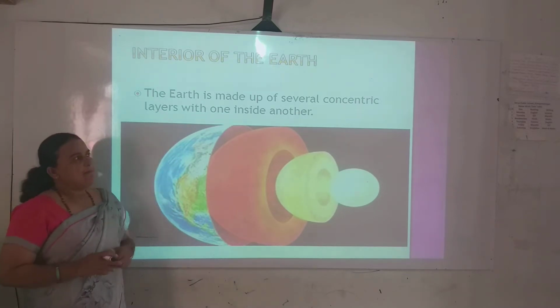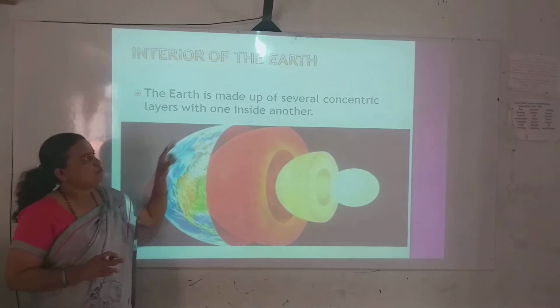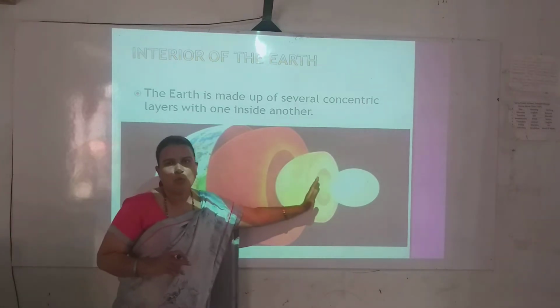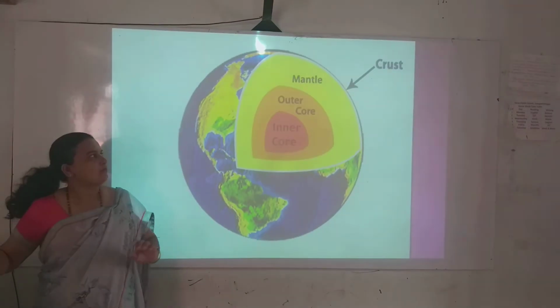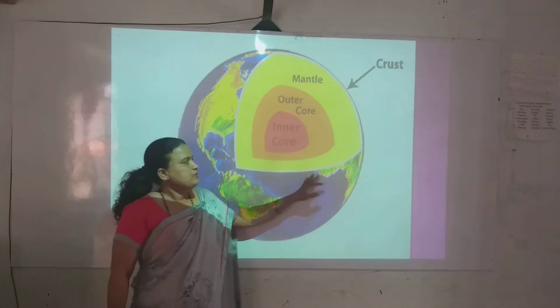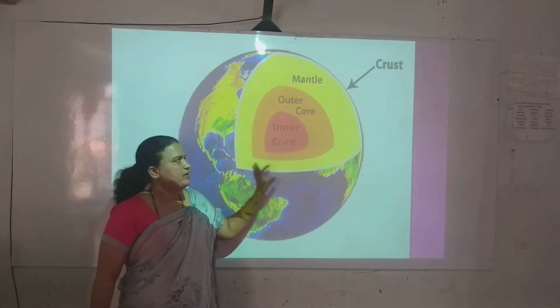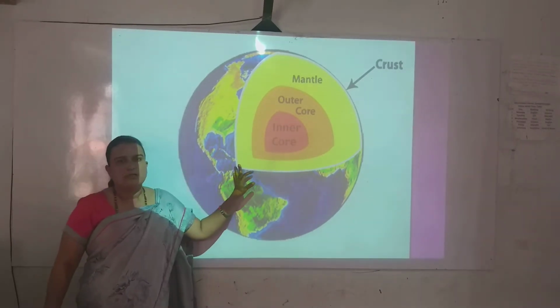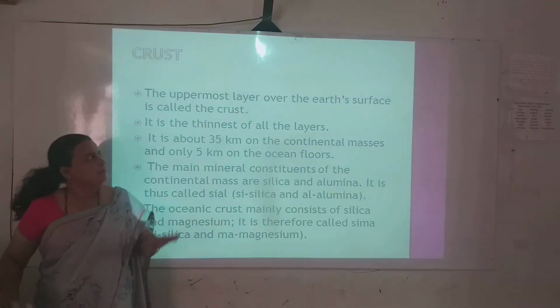The earth is made up of several concentric layers, one inside another: crust, mantle, core. First we will study the crust, one layer deeply. The crust is the thinnest layer.